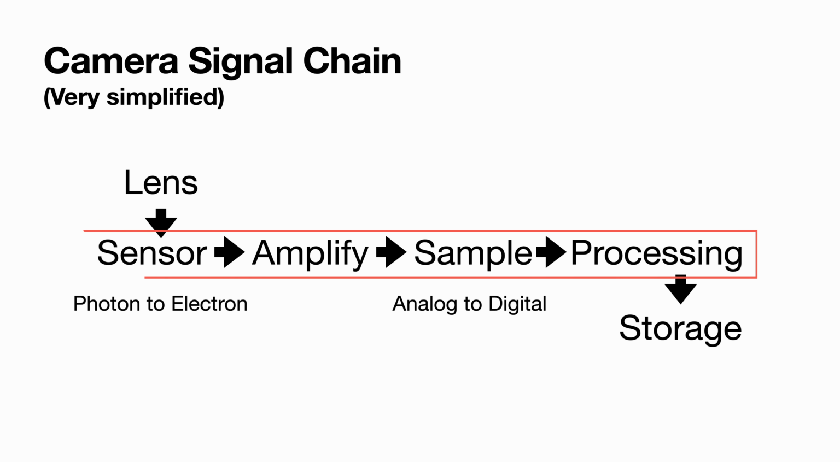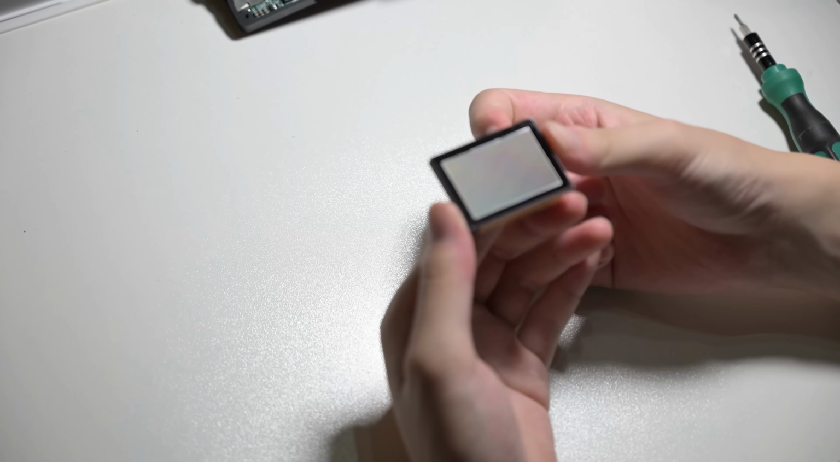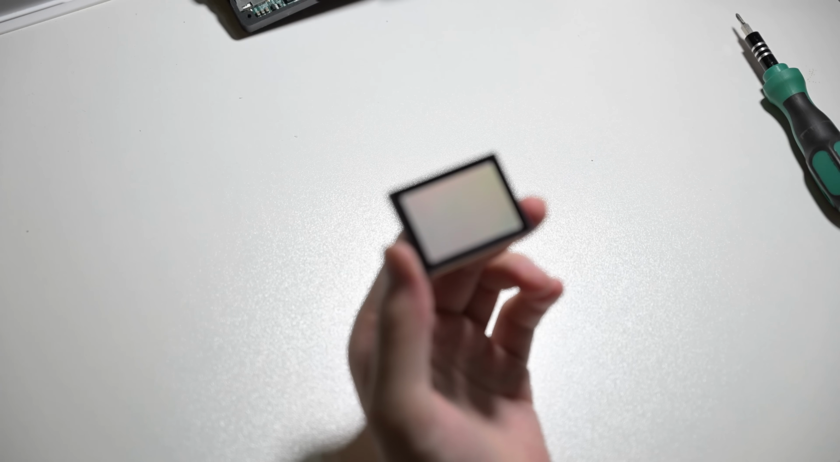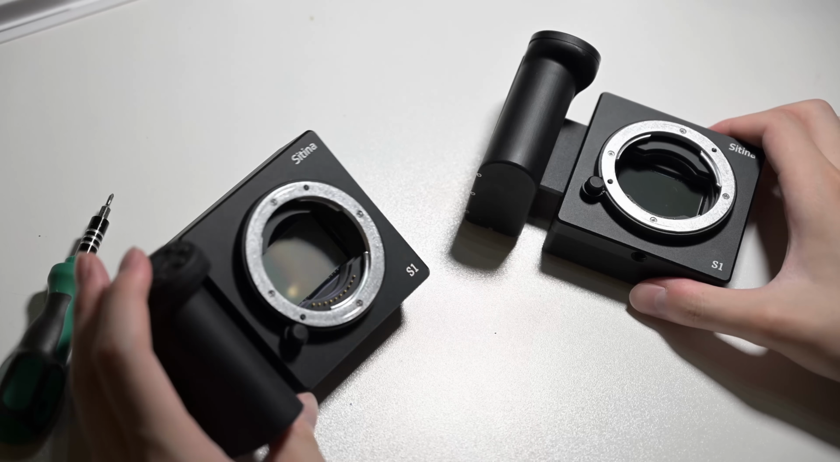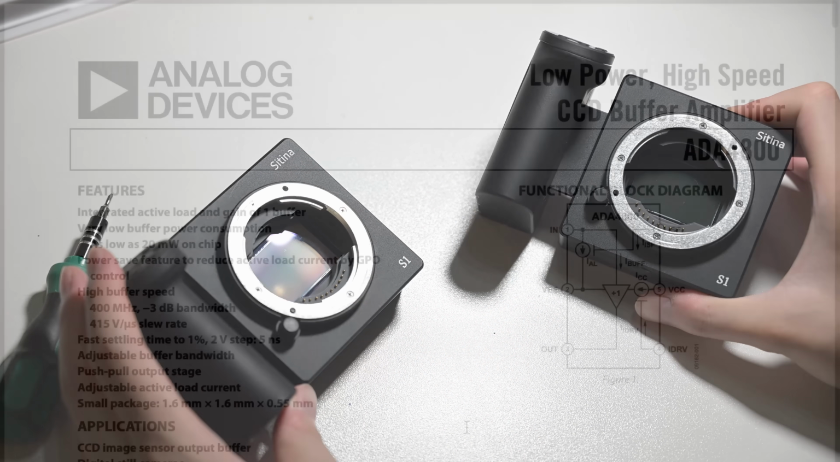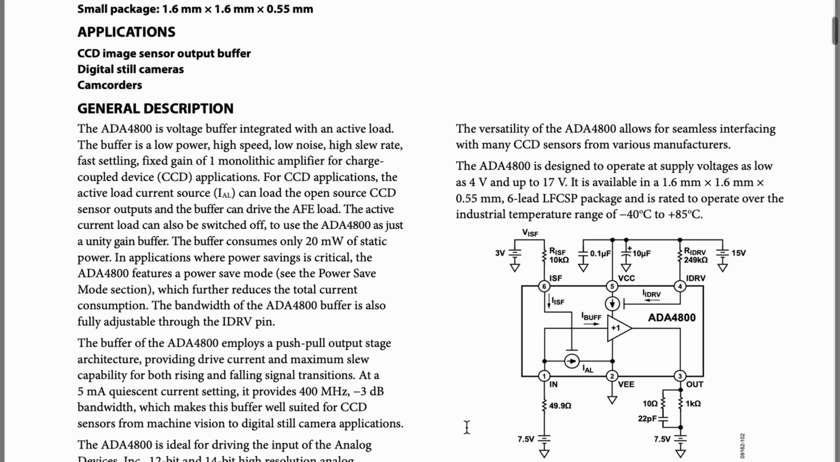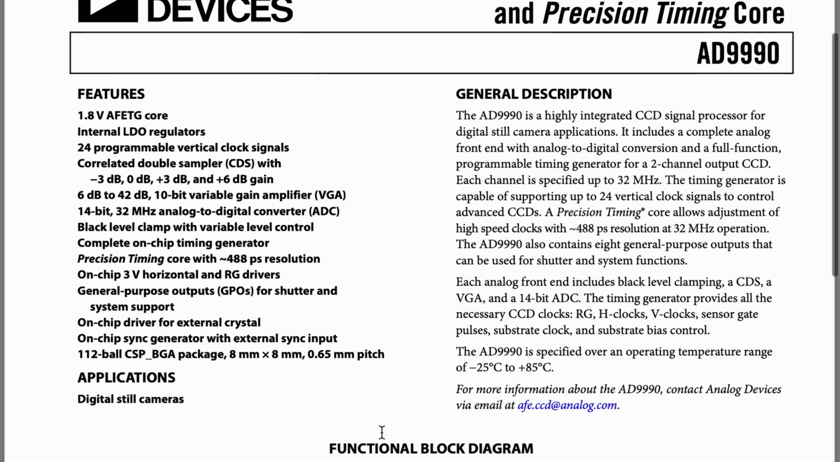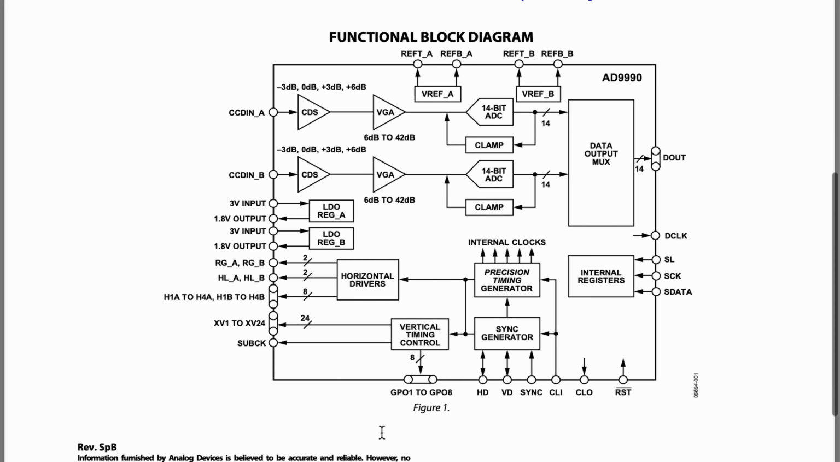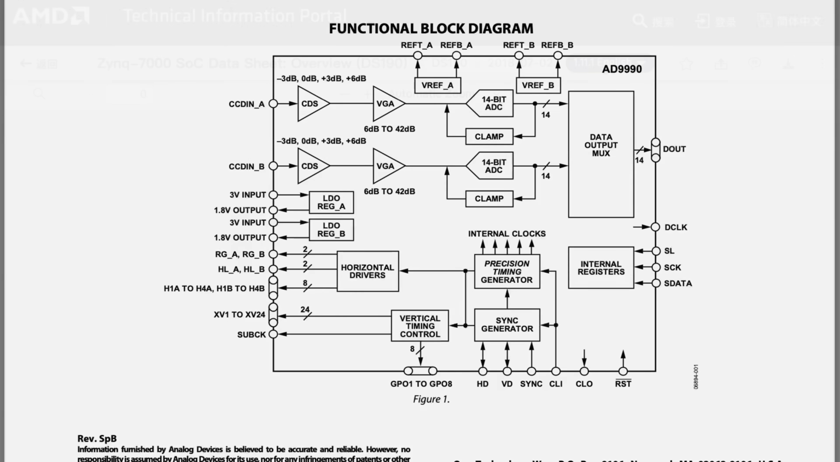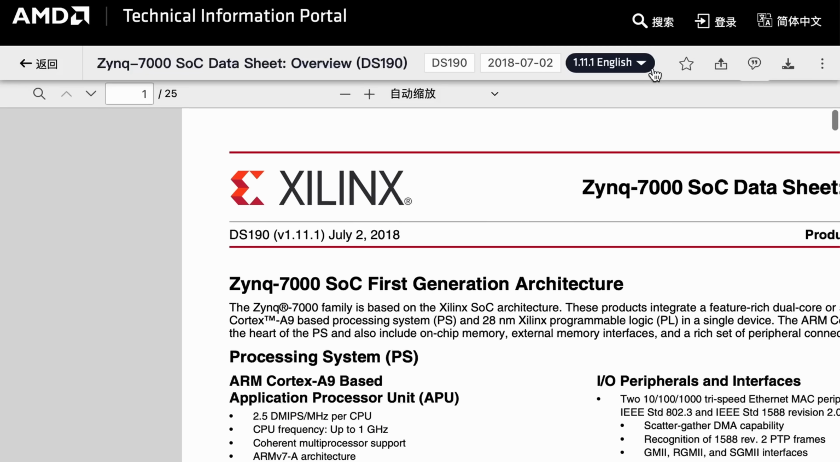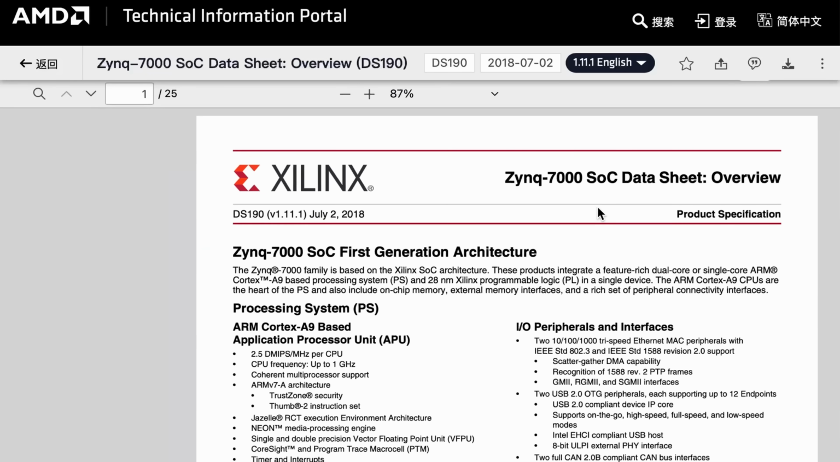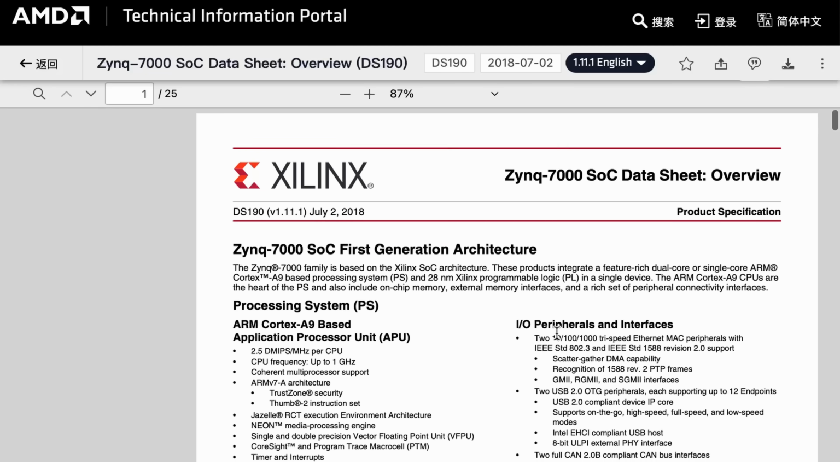The sensor, amplification, sampling, processing, and the control of the screen and memory card are all on this board. The sensor used is Kodak's KAI-11002 CCD sensor, which is available in color and monochrome. ADA4000 was used for signal amplification. The same AD9990 is used again for the analog to digital conversion. The main processor used is the ZYNQ-7010 ARM plus FPGA system on chip with external DDR3 cache.